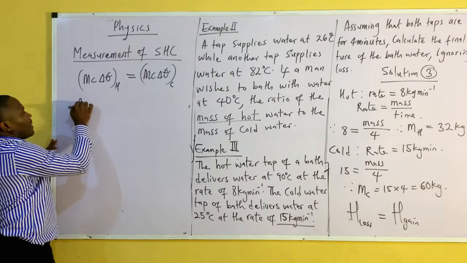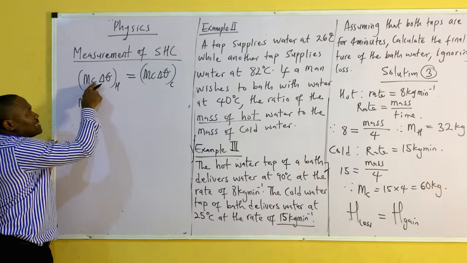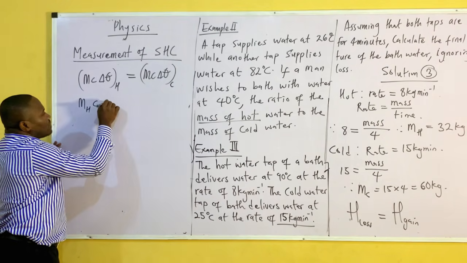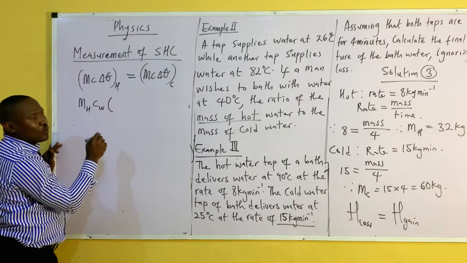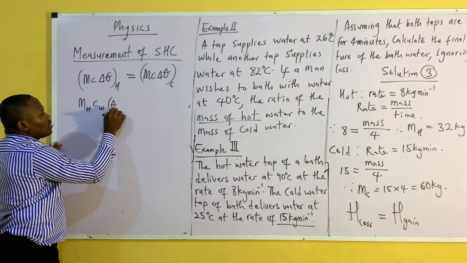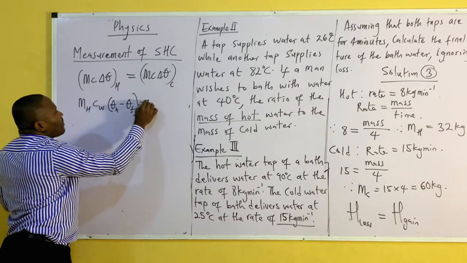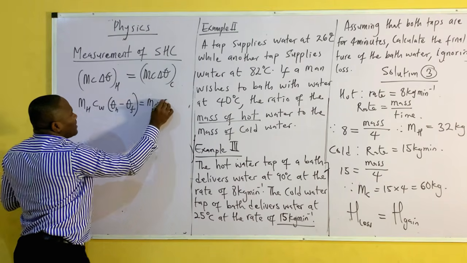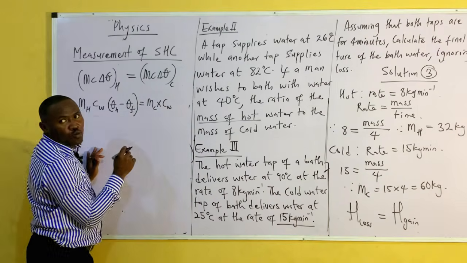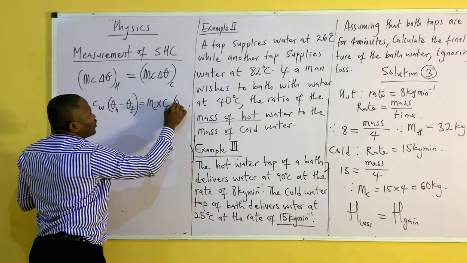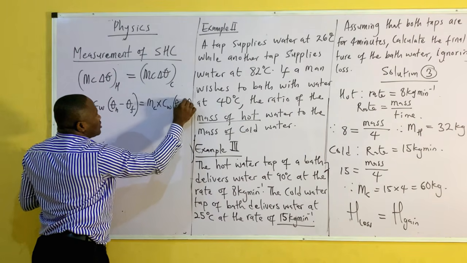So I have it as mass of hot water times specific heat capacity of water, then times the temperature change of hot. Remember, it is theta hot minus theta final, which will be equal to mass of cold water times specific heat capacity of water. Then what is the temperature change of cold? It is changing from theta final minus theta cold.